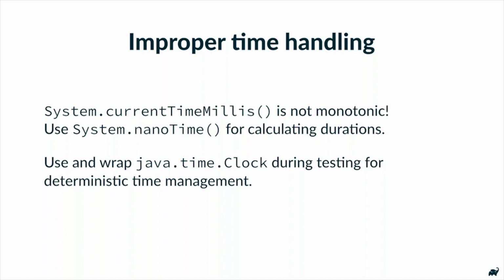Now, if you encounter improper time handling, I mentioned before that currentTimeMillis is not monotonic. You should use System.nanoTime for calculating durations. However, this comes at a cost, because System.nanoTime uses an order of magnitude or more clock cycles for your CPU. It's an order of magnitude more expensive. So if you're running System.nanoTime all the time, you just want to keep this in mind. It might be better in that case to wrap it. Java 8 introduced an abstract java.time.Clock that you can substitute in a new clock for deterministic time management.